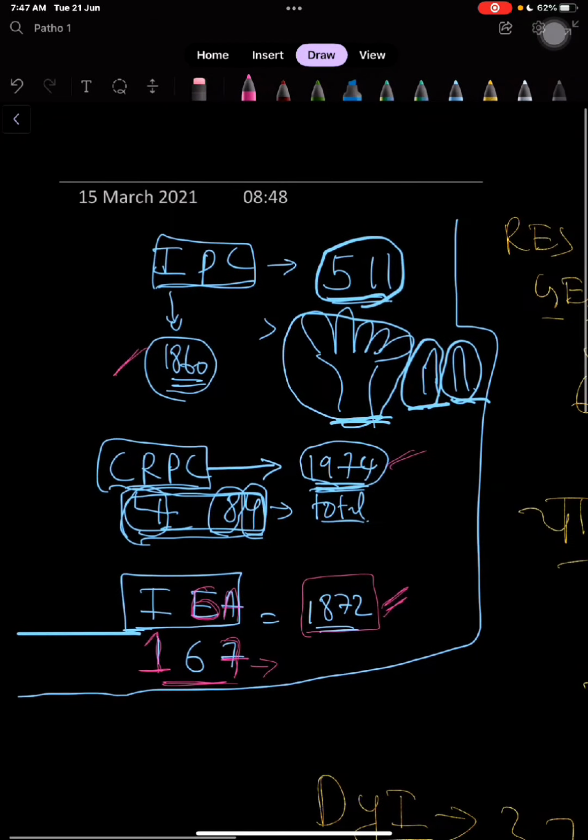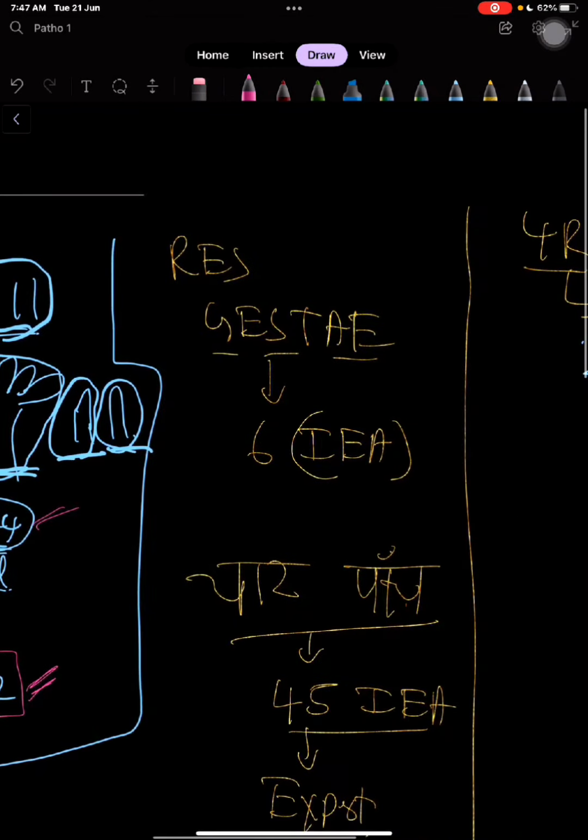Having said that, let me quickly make you remember some set of IPCs, CRPCs and IEAs. You know what is res gestae? Res gestae is when, during an incident, an accident, or a trauma, or by cross-examination, a person says anything subconsciously or just in the heat of the moment. That is called res gestae.